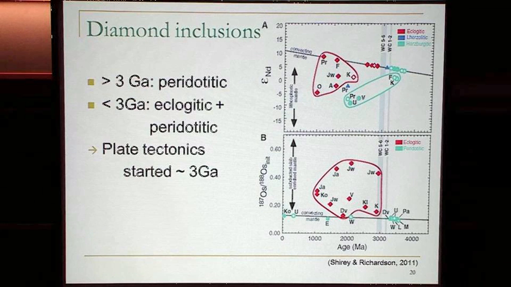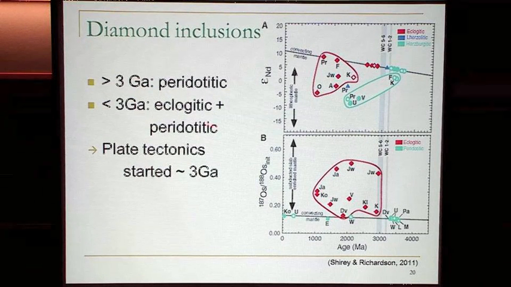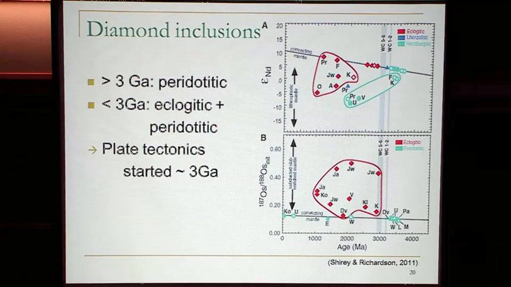However, the ones that are younger show both peridotitic and eclogitic inclusions. And the eclogite inclusions suggest that this is perhaps crustal material being formed near the surface and somehow made it back into the mantle, formed into an eclogite, and got stuck into the inclusions in the diamond. So this has been taken as evidence that perhaps plate tectonics started around 3 billion years or so.